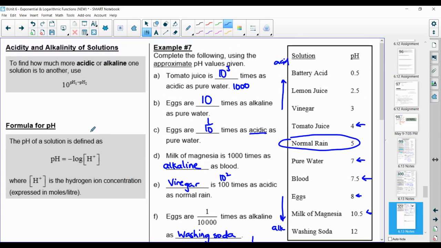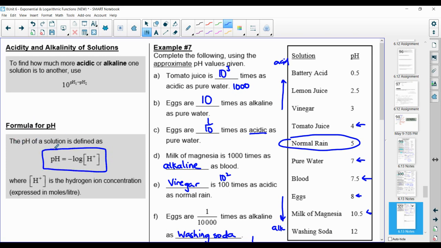All right, so we have a couple formulas here for pH as well. The first one we've been using already. If we want to find out how much more acidic or alkaline one solution is than another, we can use 10 to the pH1 minus pH2. But this formula down here is the one that you will often see more commonly in 30-2.